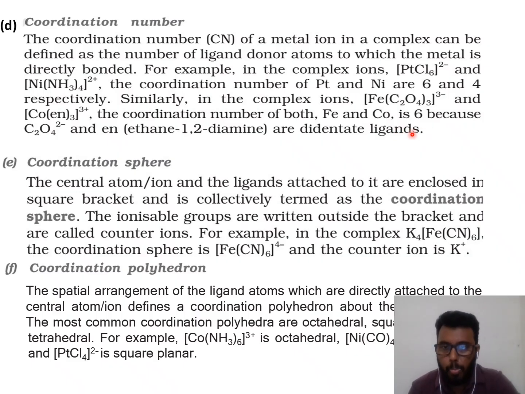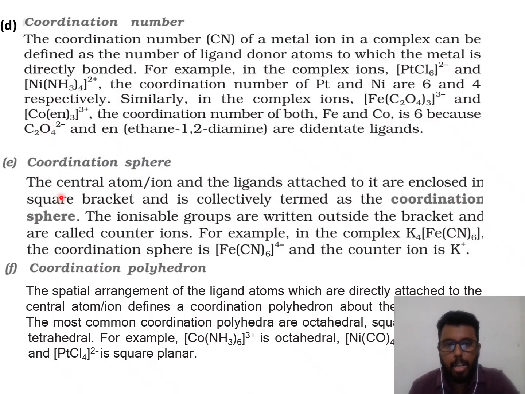Why? Because C2O4 2 minus and en are bidentate. This is something important. If you look at this complex Fe(C2O4)3, you will straight away say the coordination number is 3, but it is a bidentate ligand, so you have to count it as 6 and not 3. Similarly, ethylenediamine is a bidentate ligand, so your coordination number will be 6 and not 3. So this difference you should know.